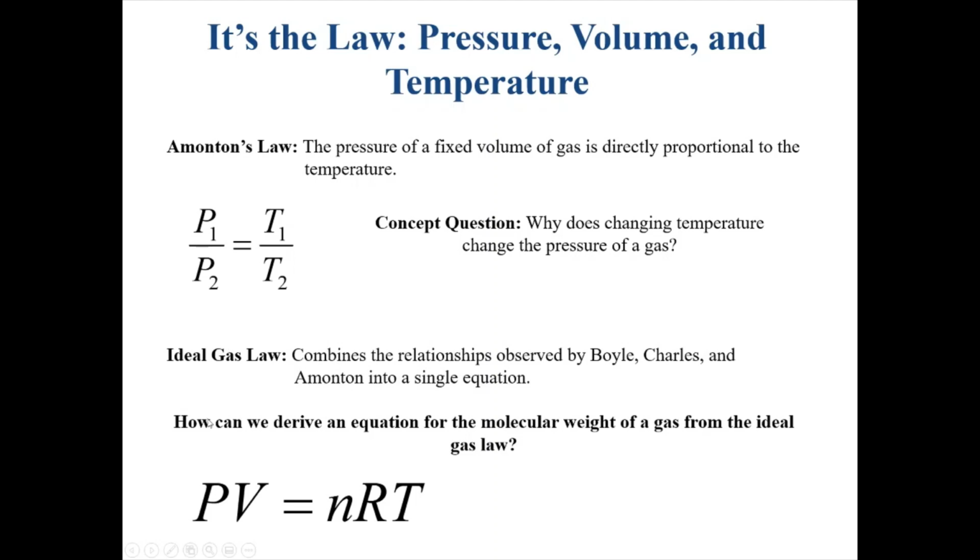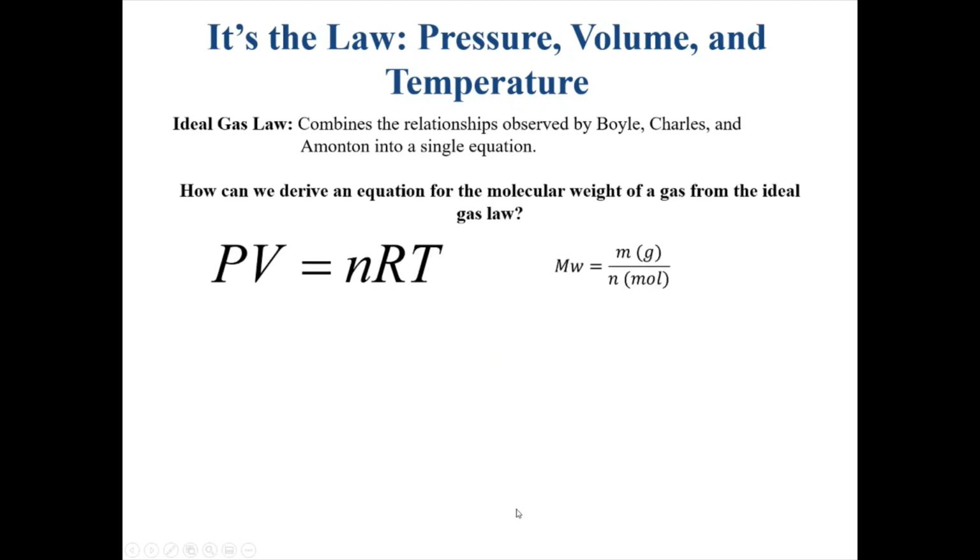The ideal gas law combines the relationships observed for Boyle's, Charles', and Amonton's law into a single equation. And this, you know from lecture, is PV equals nRT. We're going to ask the question, how can we use these gas laws to do something useful? In this case, we're going to derive the molecular weight of a gas, and we're going to determine that experimentally. What I'm going to show you now is how we can go from this equation to this equation, where we can solve for the molecular weight of an unknown.